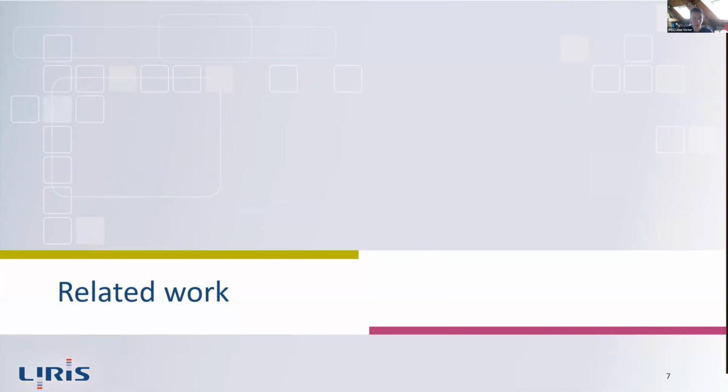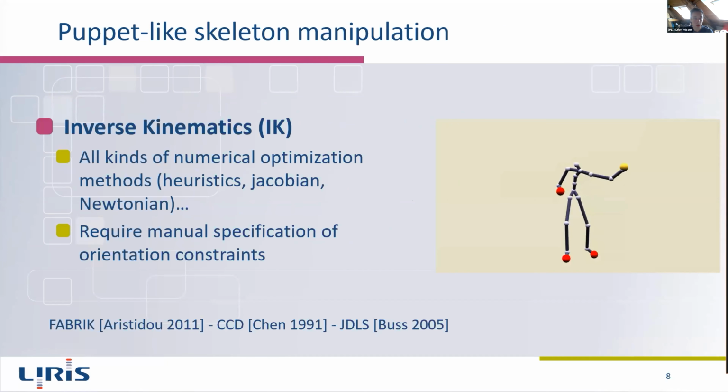So for some related work, a lot of work has been dedicated to improving the posing process. The common idea that is mainly used is that we consider the skeleton as a puppet, and we leverage inverse kinematics to allow the users to manipulate the skeleton as a puppet. These IK solvers are mostly used to enforce the bone length constraint.